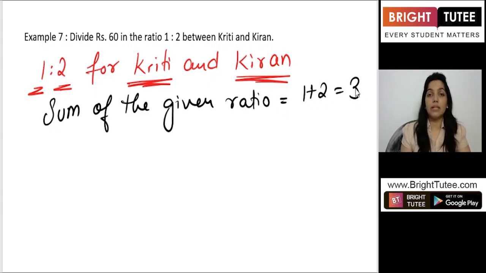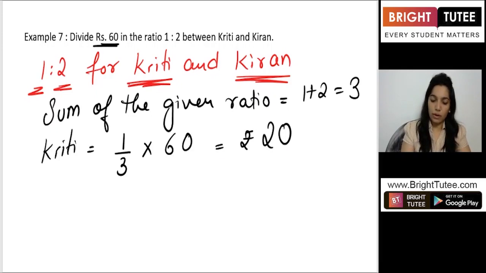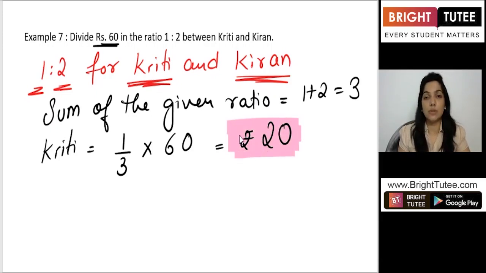Now let us write these ratios as fractions. For Kirti, let us write first. Kirti has got 1 out of 3. She's going to get 1 out of 3 parts. So we need to multiply 1 out of 3 by rupees 60 to get the amount that she's going to get. So the answer is rupees 20. Whenever you are calculating any amount, you must mention what unit it is representing. Because we are talking about money, it is represented as rupees.